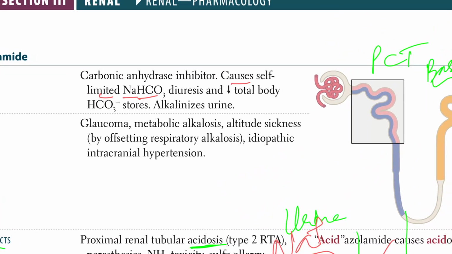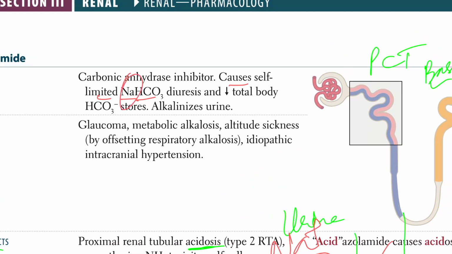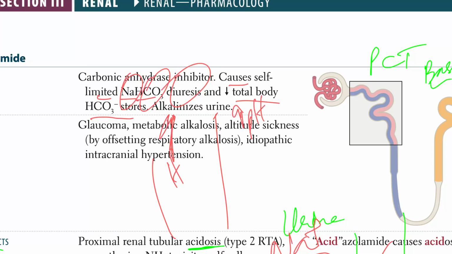So that sodium and bicarb go straight into the urine, causing diuresis, which leads to a decrease in total body bicarb stores. And when you have so much bicarb within the urine, it alkalinizes the urine, right? It increases the pH of the urine. And what is the thing that we talked about? When you increase the pH, you can develop stones.